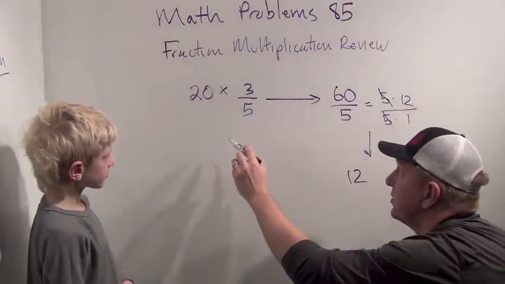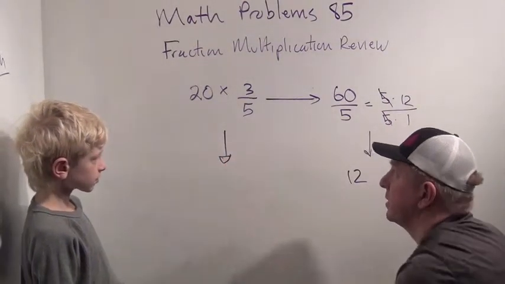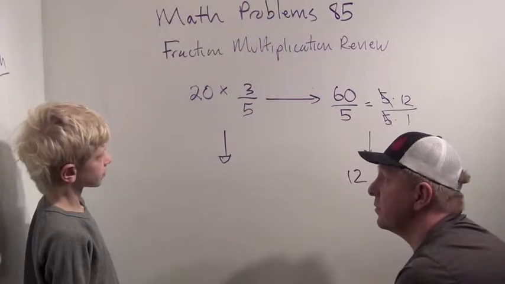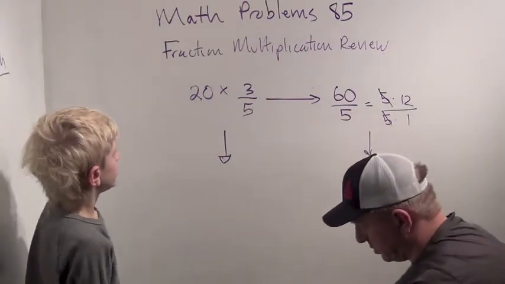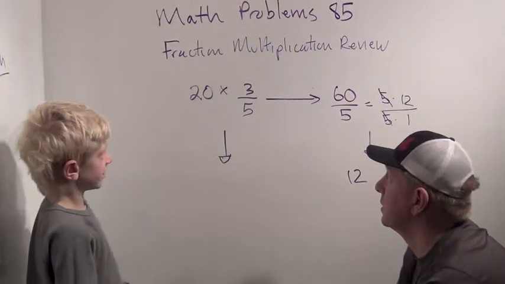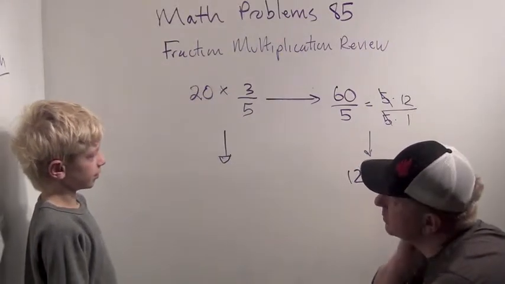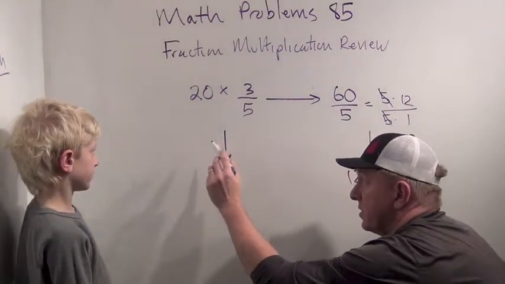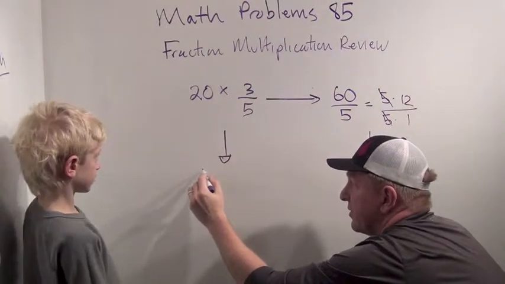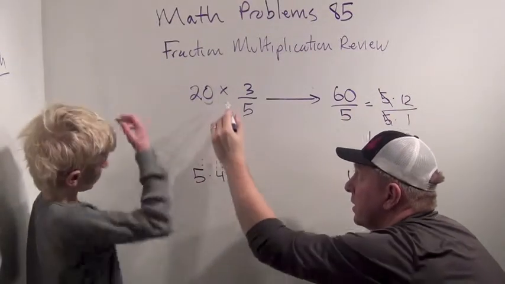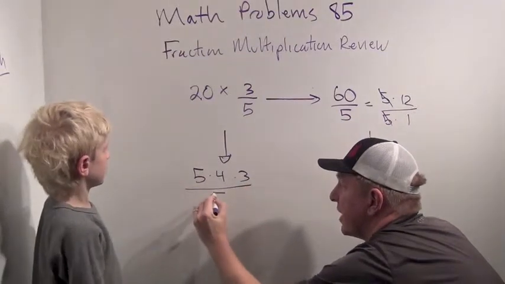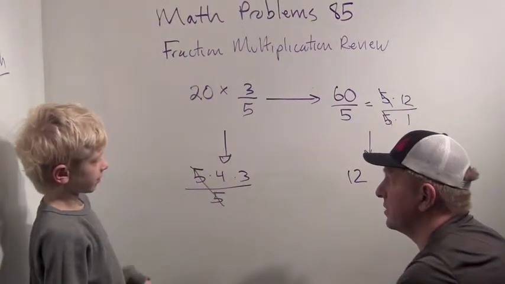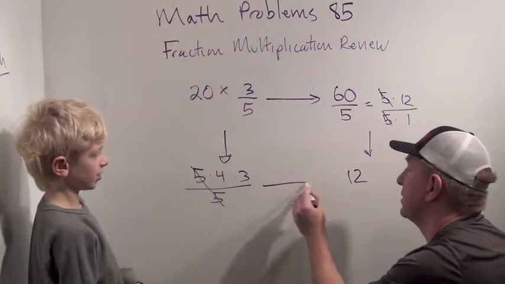Now, there's another way to do this problem as well. Well, you could simplify first. Okay, great. What can you simplify here? How can you make this a little easier? You can take a 5 out of each. So 20 is 5 times 4. Let's write that out. We recognize that 20 is 5 times 4, so this is 5 times 4 times 3 all over 5. Then the 5s cancel out, and you're left with 4 times 3 only on the top, and you get 12.